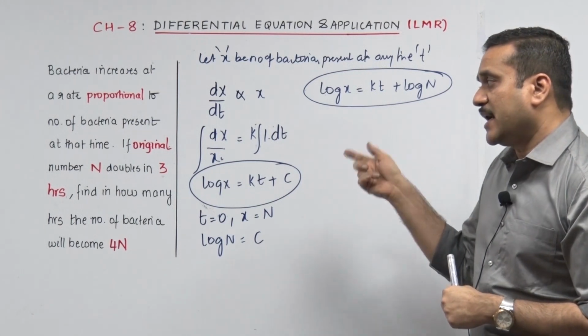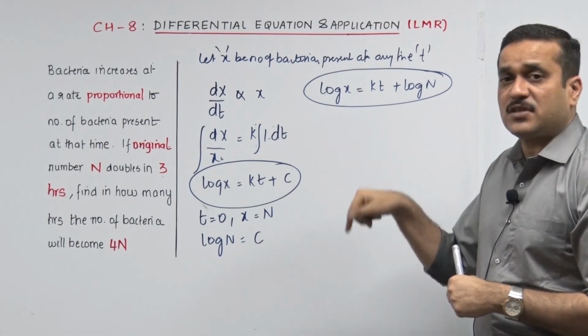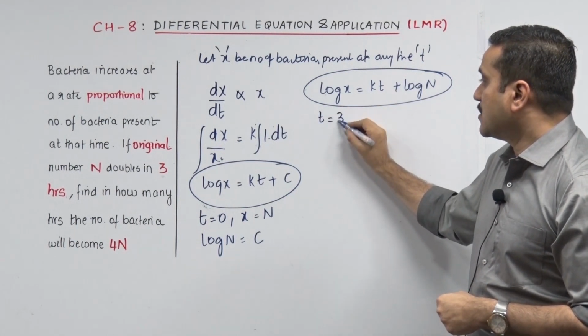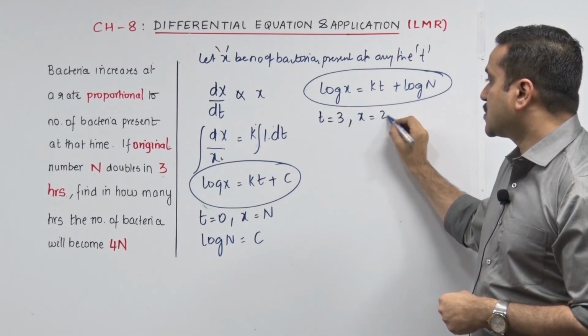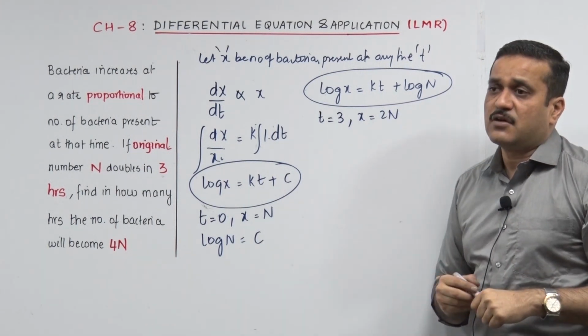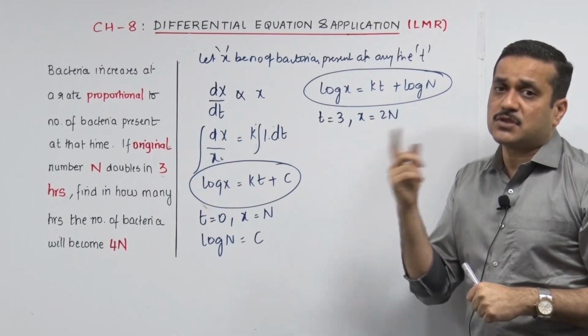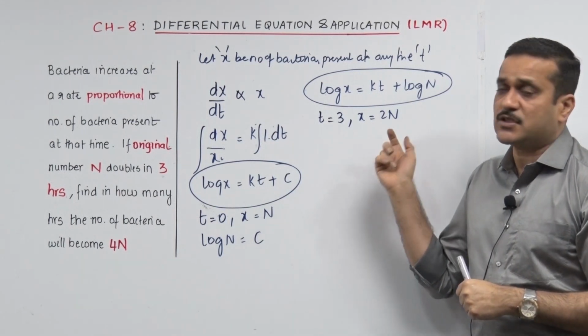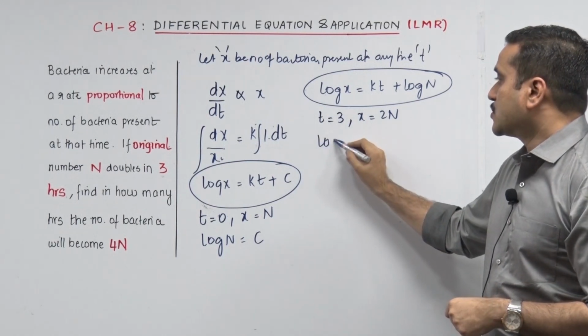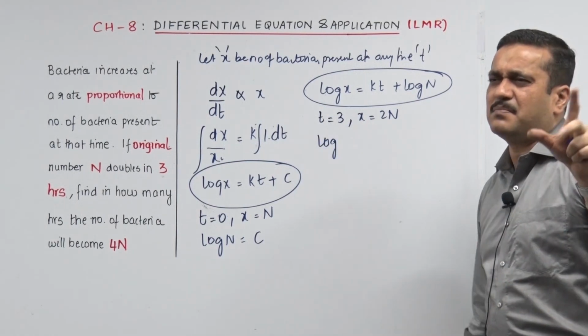If the original number n doubles in 3 hours, that's the second piece of information. At time 3, the number of bacteria becomes 2n. Where was 2n written? Originally the bacteria in the tray were n, and in 3 hours it becomes 2n. It becomes double, it becomes 2n. So at t equal to 3, x is becoming 2n. Let's check what happens. So log 2n, it's a simple concept.